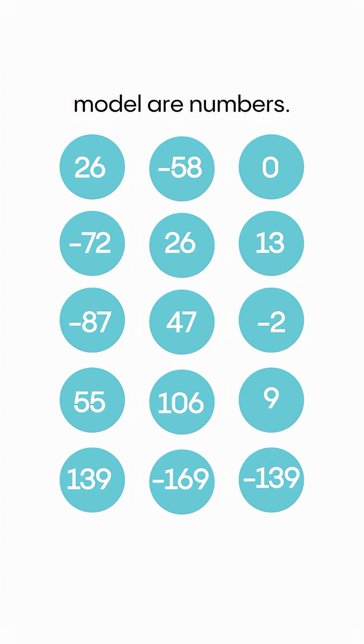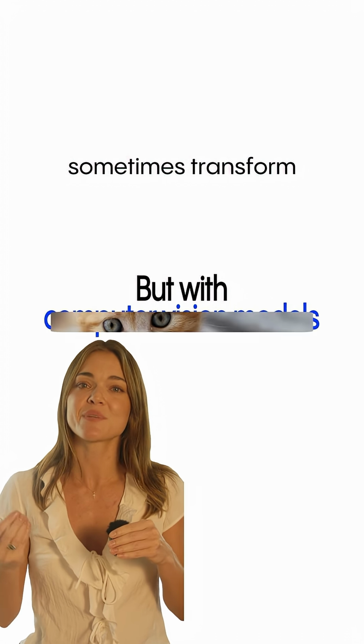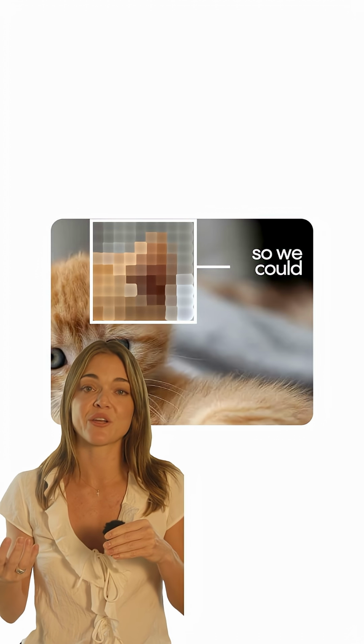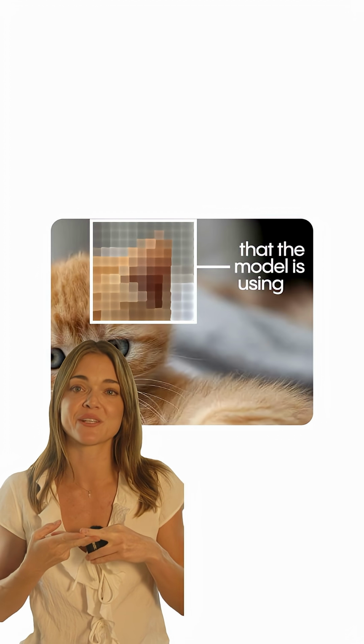Now let's go back to the features. Recall that all the information in the model are numbers, but with computer vision models, we can sometimes transform those numbers to see what the neurons end up representing. So we could find shapes or textures that the model is using to make its decisions.